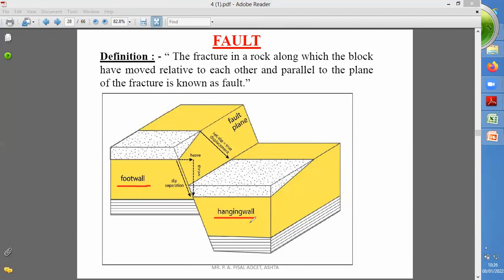Okay. So what is the meaning of hanging wall? The meaning of hanging wall is that the block which rests above the fault plane, that block is considered as a hanging wall, and the block which remains below the fault plane, that block is considered as a footwall. Okay, have you understood the meaning of hanging wall? Hanging wall means the block which rests above the fault plane.